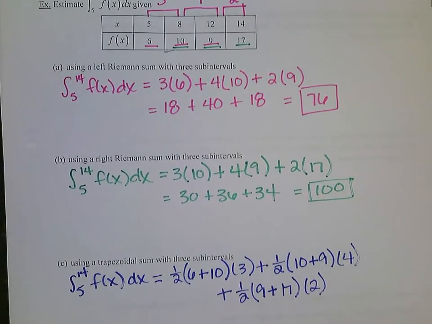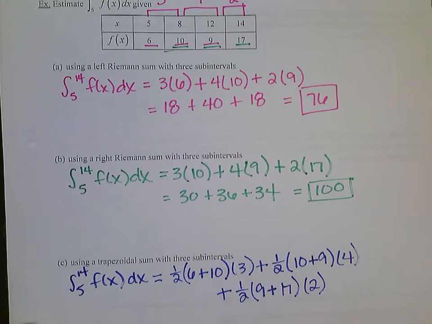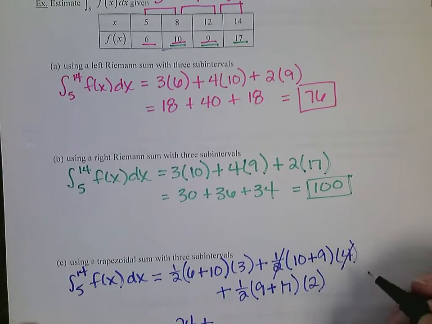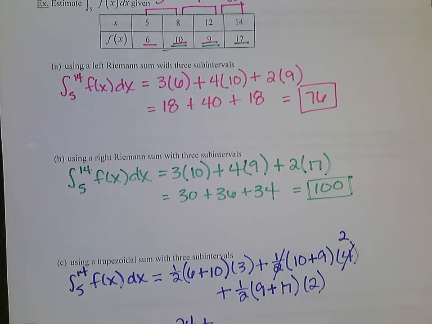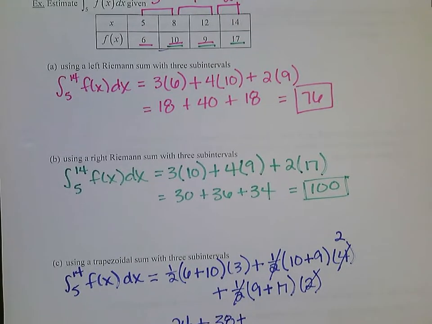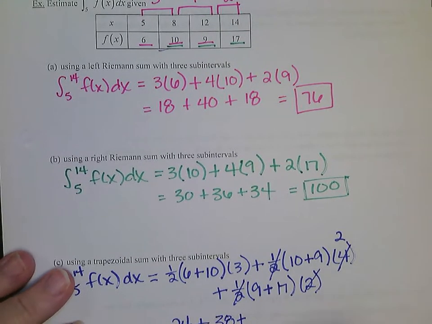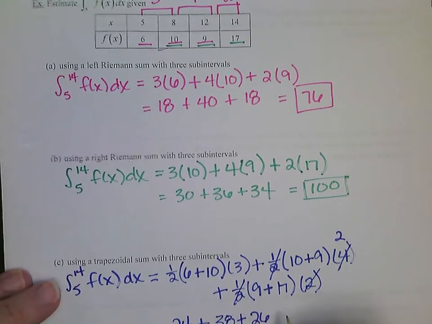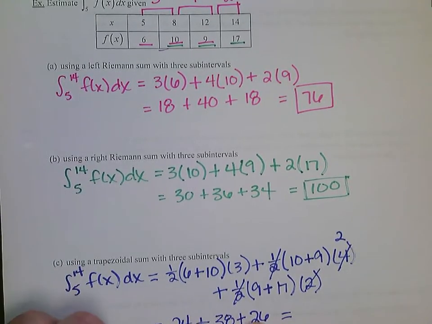So let's see, we've got 16 divided by 2 would be 8, times 3 is 24. I could reduce that 1/2 and a 4 to 2. So then I have 10 plus 9 is 19, times 2 would be 38. And then here the 1/2 and 2 cancel out completely. So we'd have 9 plus 17, which would be 26. So that would be 50 plus 38 would give me 88. Oh, I'm off the screen there.